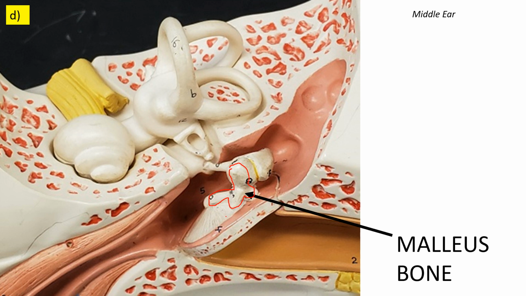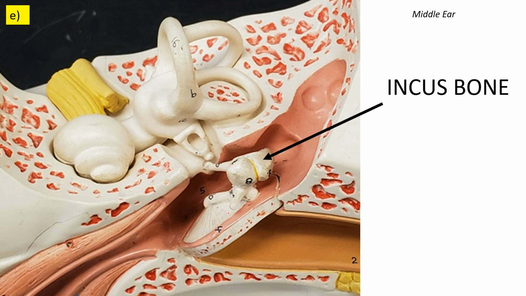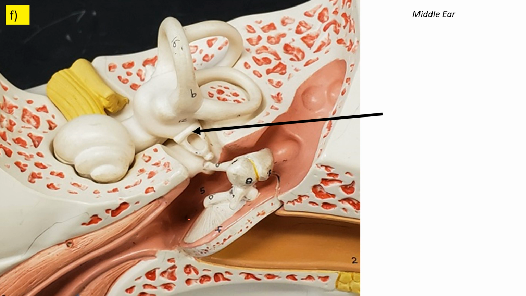Malleus bone. Now, the vibrations from the malleus bone are then going to get passed to the next bone, which is the incus bone. And then the vibrations from the incus bone are then going to get passed to the stapes bone. It kind of looks like a stirrup on a horse saddle. So what the job is of these bones is to take the vibrations and get them to the inner ear, because remember, these bones are in the middle ear.